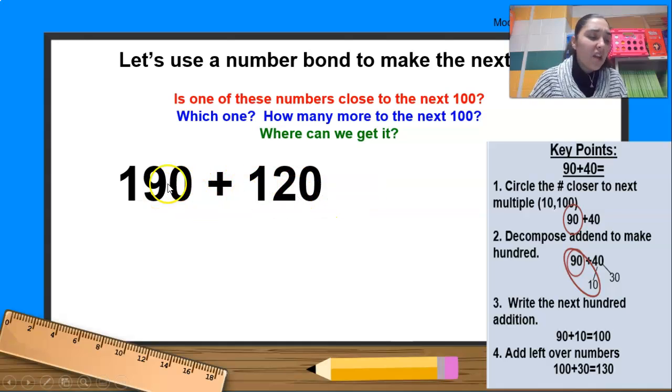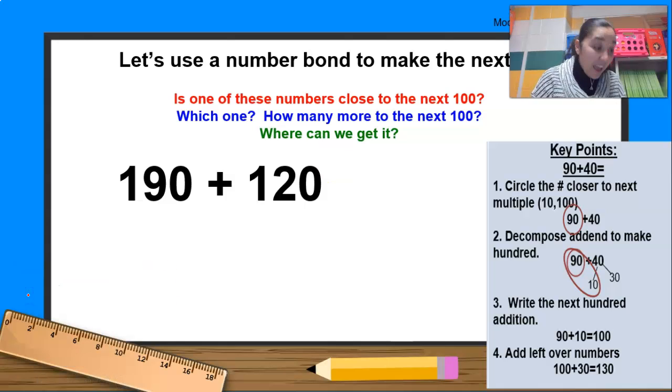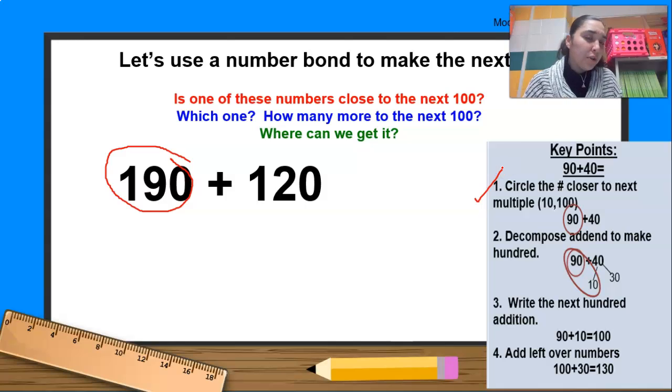Is one of these numbers closer to the next 100? Yes, boys and girls. Which one? Get ready. Yes, 190. So I'm going to do key point number 1. Circle the closest number. So I circle 190. What is it closer to? Get ready. Yes, it's closer to 200.